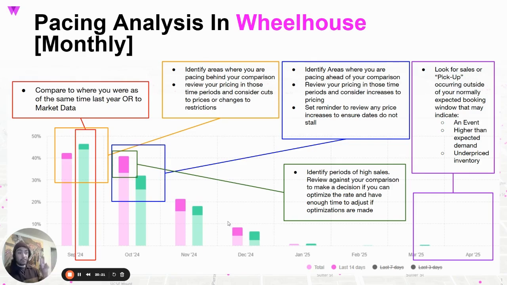How recently did they book that? And where were you, either last year or compared to the market or compared to the same time last year, in the green?